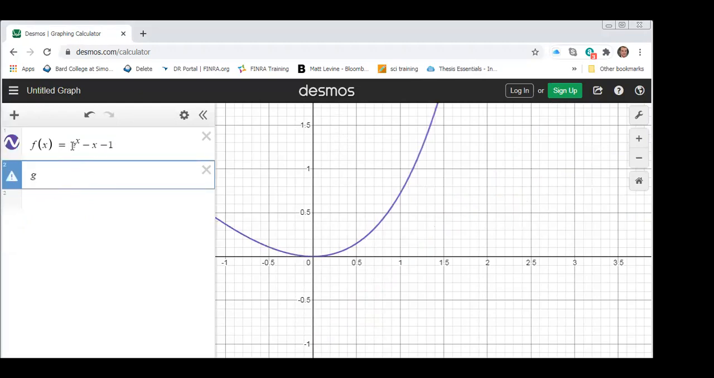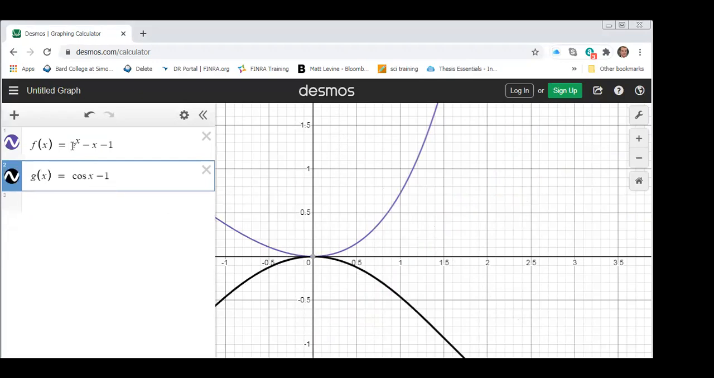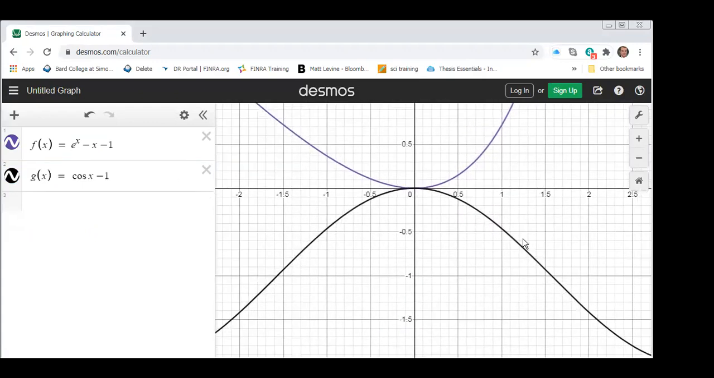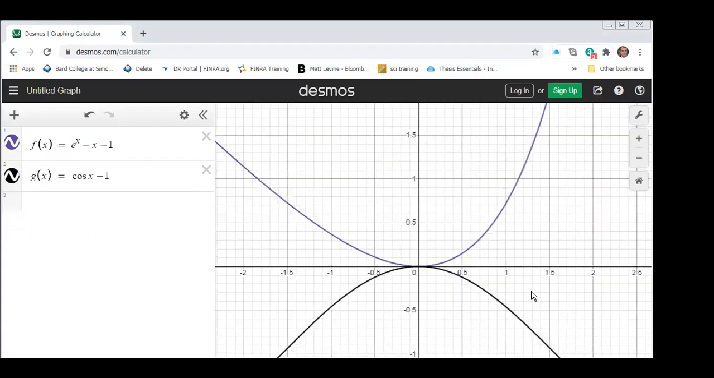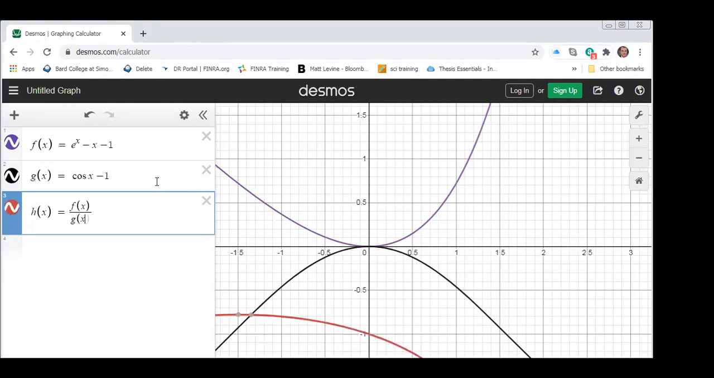I was looking at, what's a pretty function? So I was looking at g of x equals cosine x minus 1. There's almost like a little symmetry there, isn't there? And I'm finally investigating what's the ratio of the two of them. So I'm looking at f of x over g of x, and that's the red function.